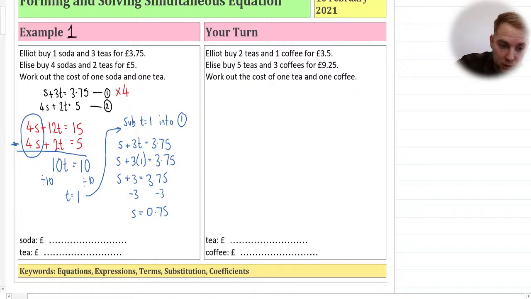So then we've worked out what the cost is. The cost of a soda is equal to 75p, so 0.75. And the cost of a tea is £1, there, like so.